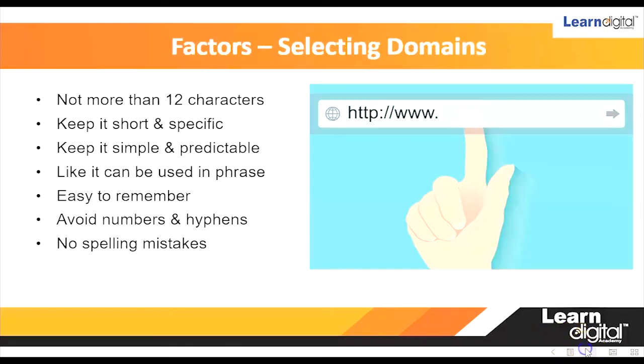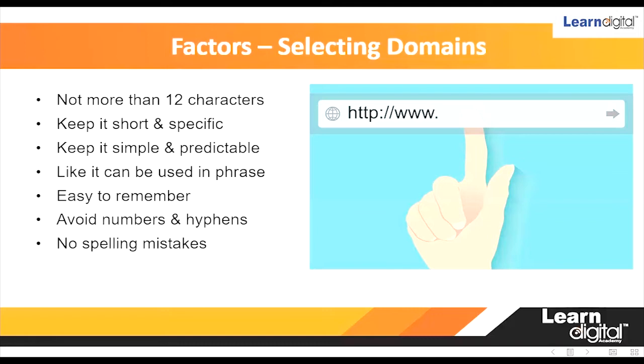Okay, now next. What should be the factors before selecting a domain? Before selecting a domain, you should think about your business name. Your website name should be related to the business as well, right? You have to keep this point in mind. While selecting your domain, you have to focus on the characters. Not more than 12 characters you should select. Whatever domain name or website name you're selecting, the ideal character limit is 12.